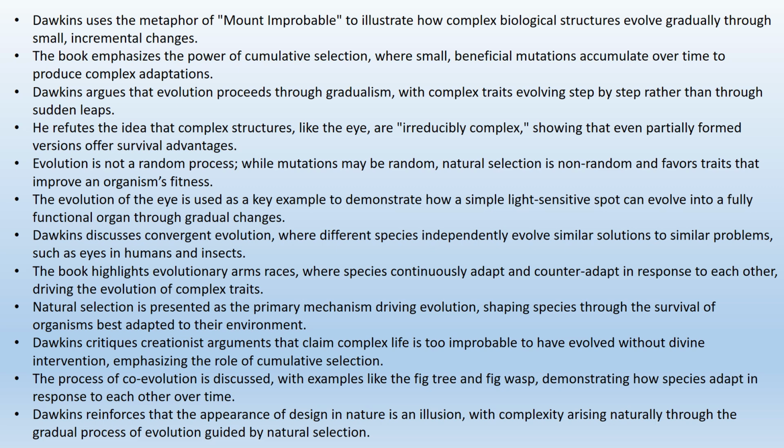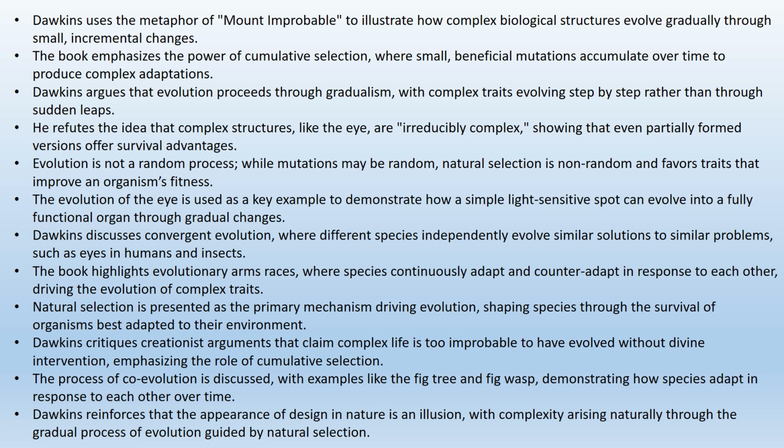On one side of the mountain, the slope is steep, and the ascent is impossible in a single leap, symbolizing the creationist argument that complex structures could not have evolved without divine intervention. On the other side, the slope is gentle, symbolizing the gradual process of evolution through natural selection.